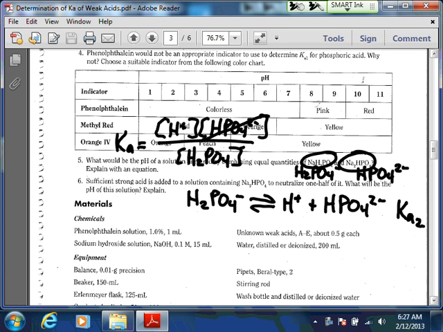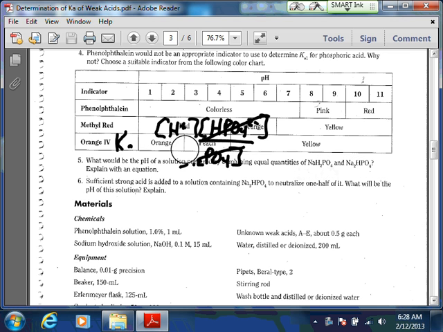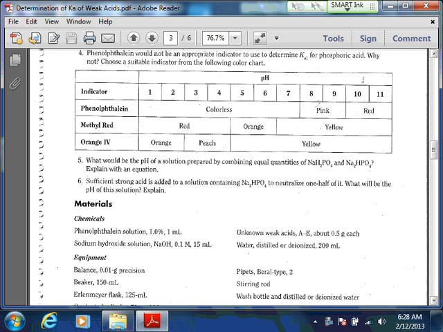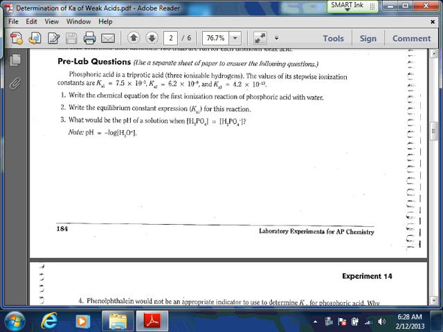But then these cancel out because they're equal quantities. I'm being a little lazy on this one. The Ka is equal to the H plus, or the H3O plus, depending on how you have it written. So then again, we know the Ka2 because they give it to us up at the top here, at the beginning of the pre-lab. So then, since we know the Ka2, just take the negative log of that, and that's going to give you your pH, because that Ka is equal to the H plus concentration, so then you take the negative log of that, and that gives you pH.